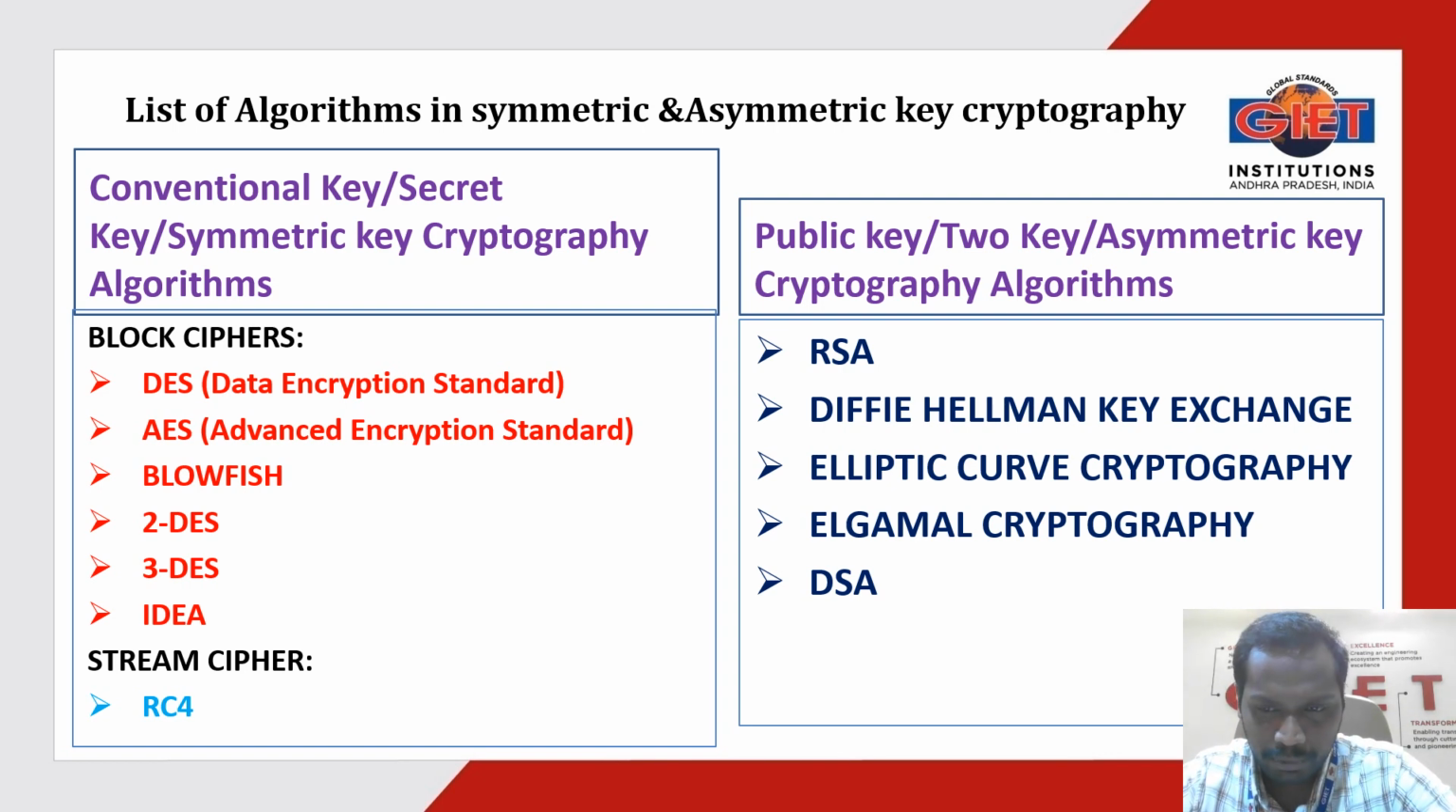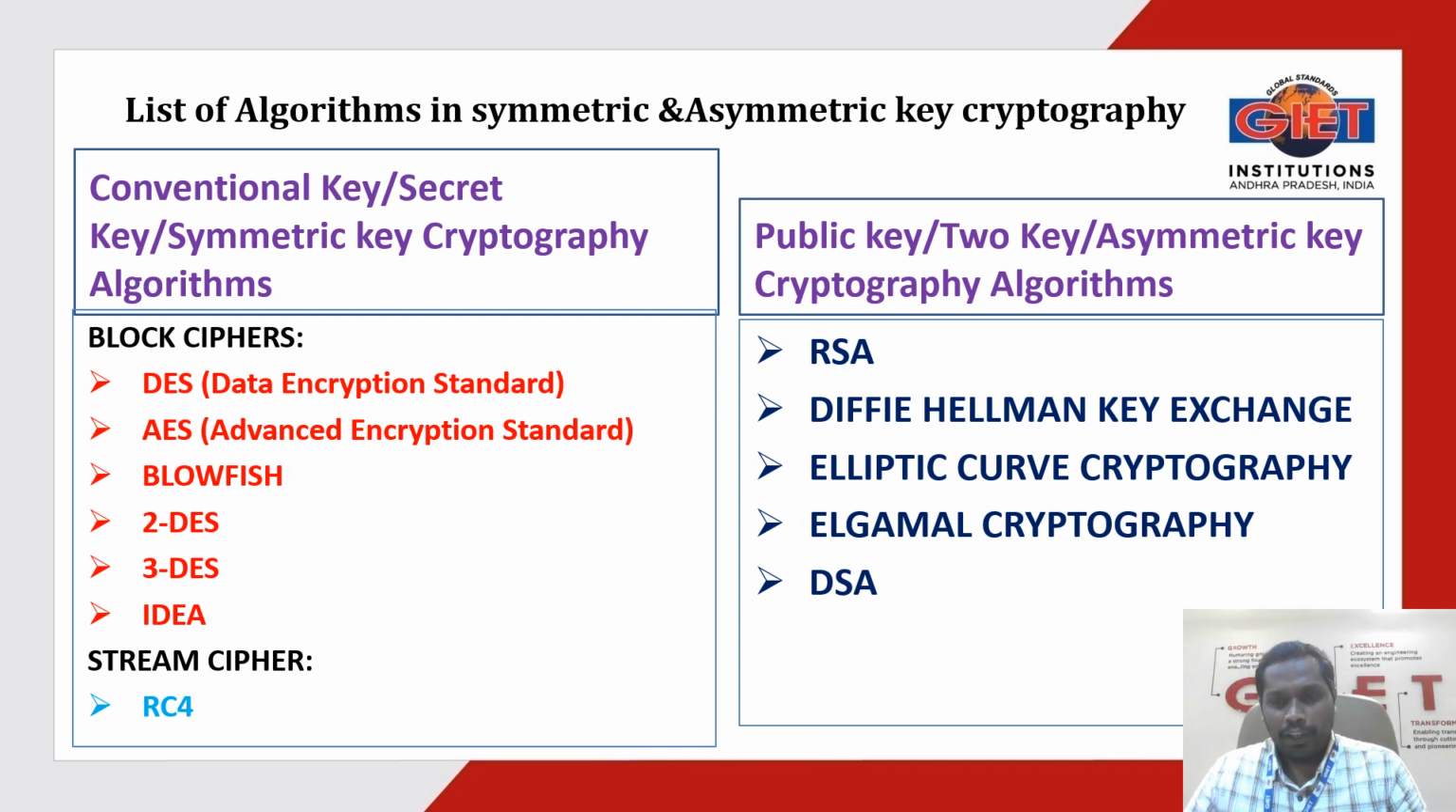Now coming to stream ciphers: a stream cipher works at the bit level, and a block cipher works at the block level. A stream cipher works on 8 bits. RC4 is an algorithm which works on the stream at bit level. Coming to the asymmetric key cryptography algorithms, the most popular algorithm is RSA, then Diffie-Hellman key exchange, then elliptic curve cryptography, Elgamal cryptography, and DSA. These are the possible algorithms that come under asymmetric key cryptography.